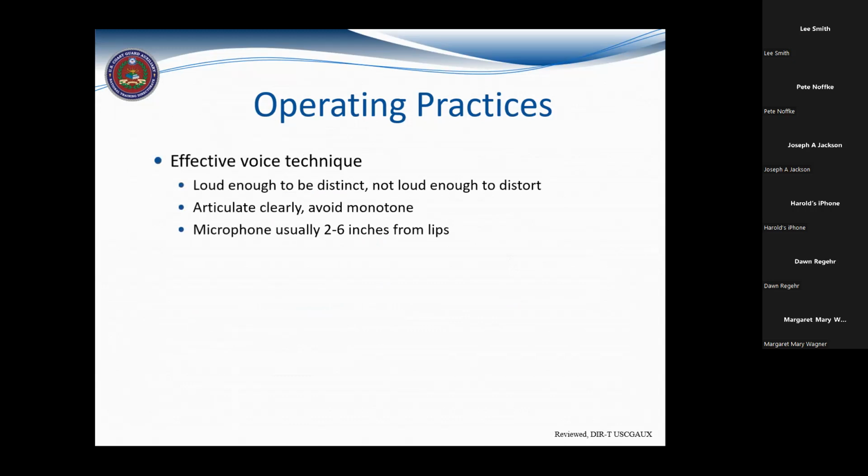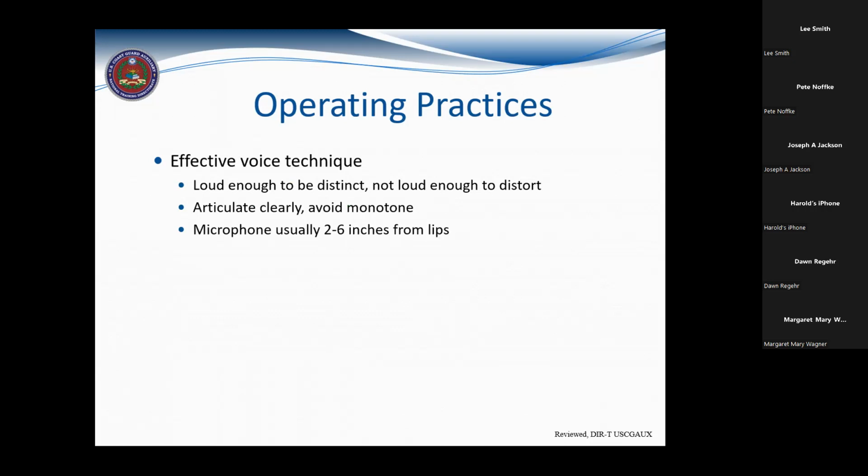When you talk on the radio, it is important to speak across the microphone. Speaking into it can lead to popping or other air impact that's going to make it difficult to understand. You need to be loud enough to be understood over background noise, but not so loud that you're going to be distorting the signal.